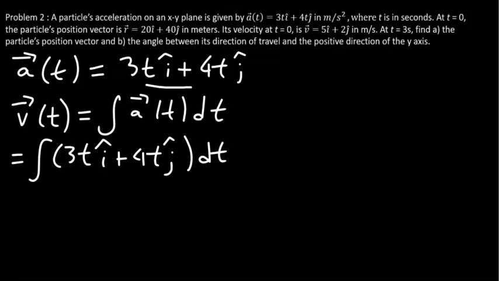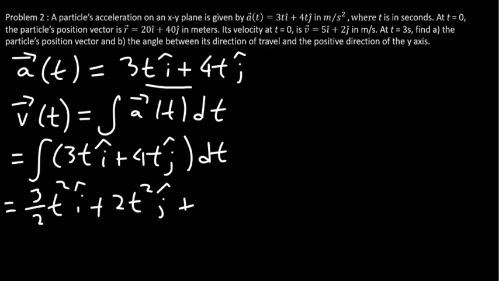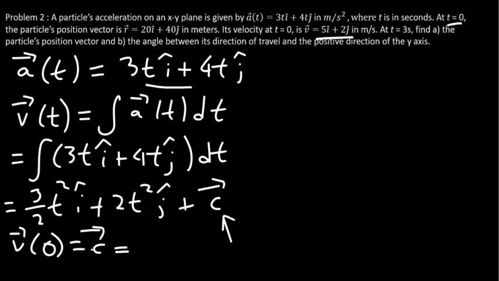Now we have to integrate this, and that is quite simply 3 over 2 t squared, so that is i hat, plus 2t squared j hat. Do not forget a constant vector. Let's call that constant vector vector c. Now we can figure out what this c is. We are told that at t equals 0, the velocity vector is that. So v when t is 0 should be your c vector, which in this case is 5i hat plus 2j hat meter per second.